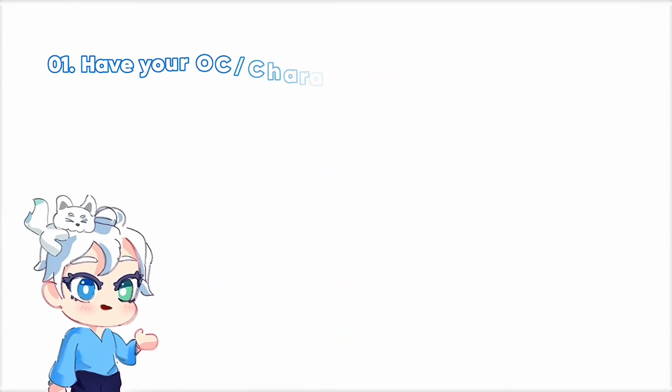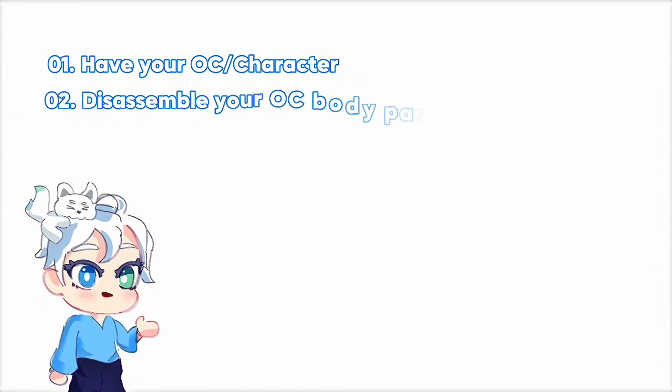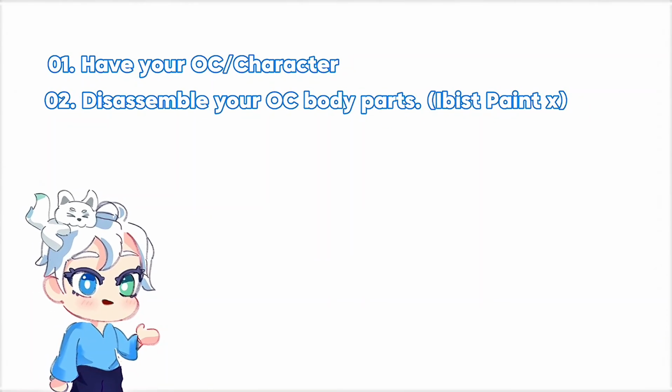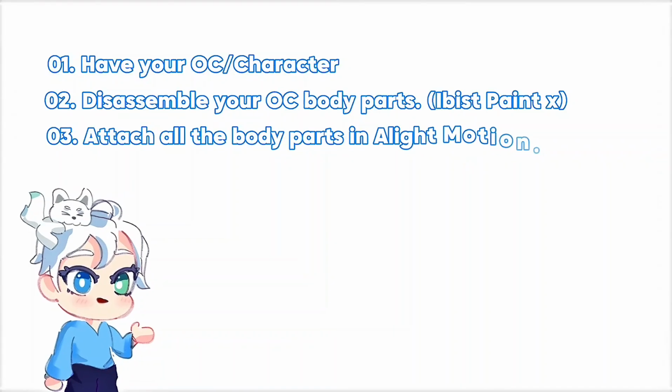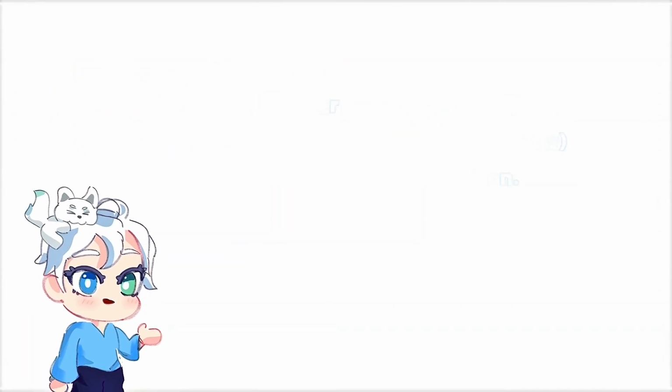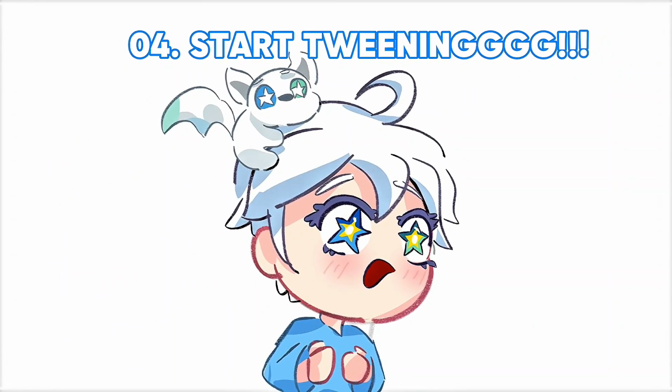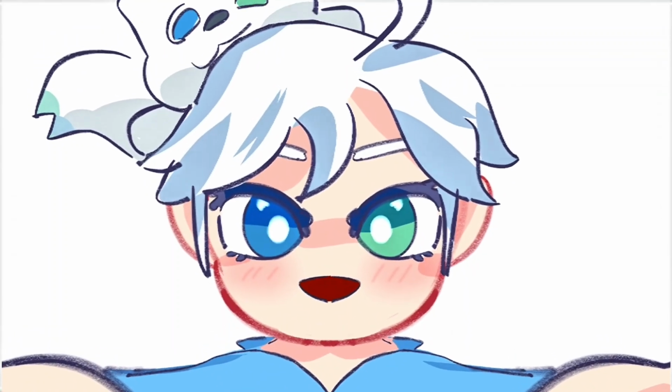Step 1. Have your OC ready. Step 2. Assemble your OC body parts in ibisPaint. Step 3. Attach all the body parts in Alight Motion. And Step 4. Start tweening. So easy, right? Let's begin.